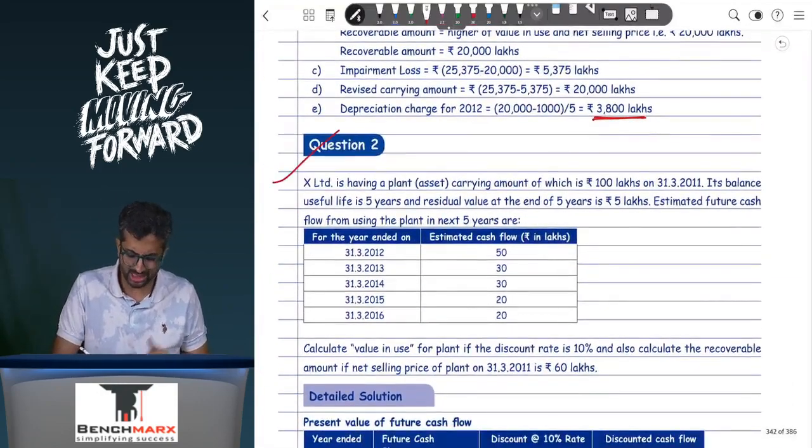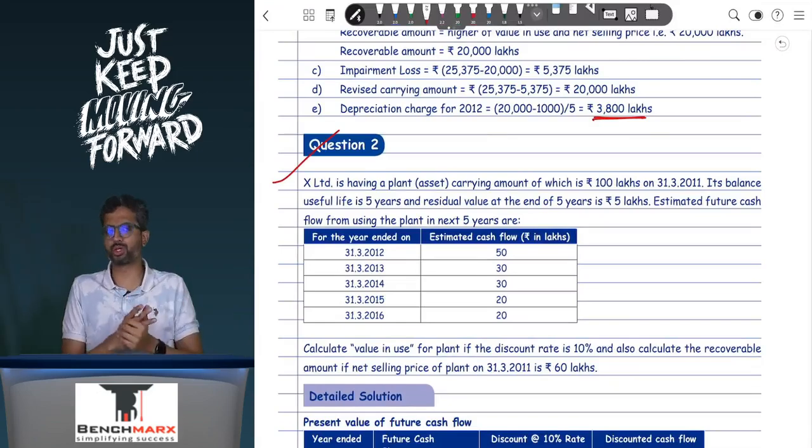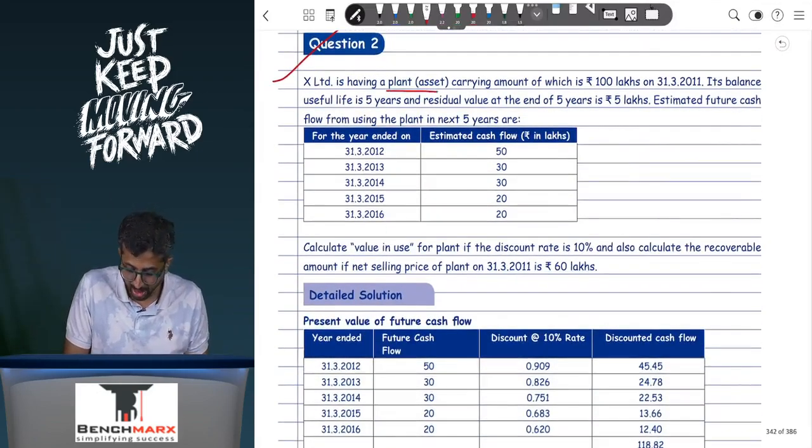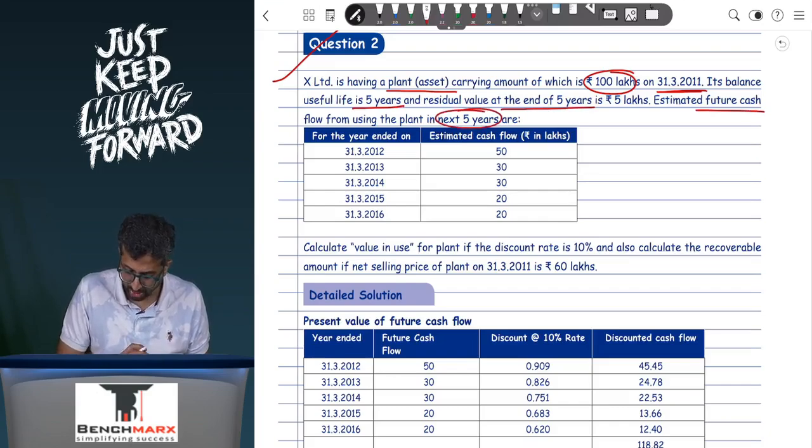Now question 2 is a subset, a smaller version I would say of question 1. So if you have done question 1, question 2 is a sail through. X is having a plant with a carrying amount of 100 lakhs on 31st March 11. Its balance useful life is 5 years and residual value at the end of 5 years is 5 lakhs. Estimated future cash flows from the use of the plant for the next 5 years are given to you. You are required to calculate the value in use for the plant if the discount rate is 10%.